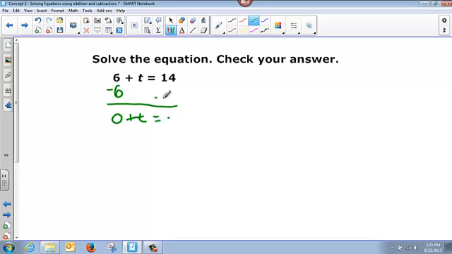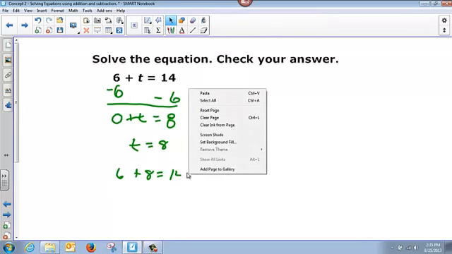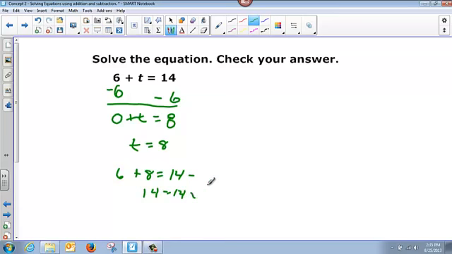And remember, I got to do that over here now, and I'm going to get 8. So I get t equals 8. And I'm going to try that here. I'm going to plug it in. Plus 8 equals 14. Uh-oh, I'm sorry. And this, we're going to get 14 equals 14, and that is correct.